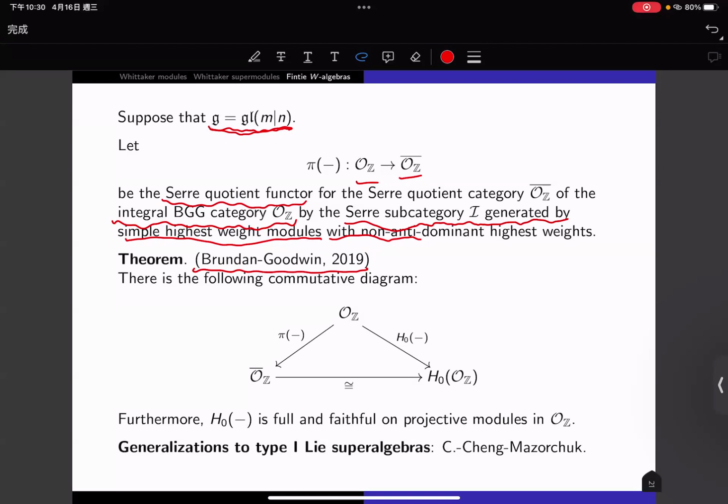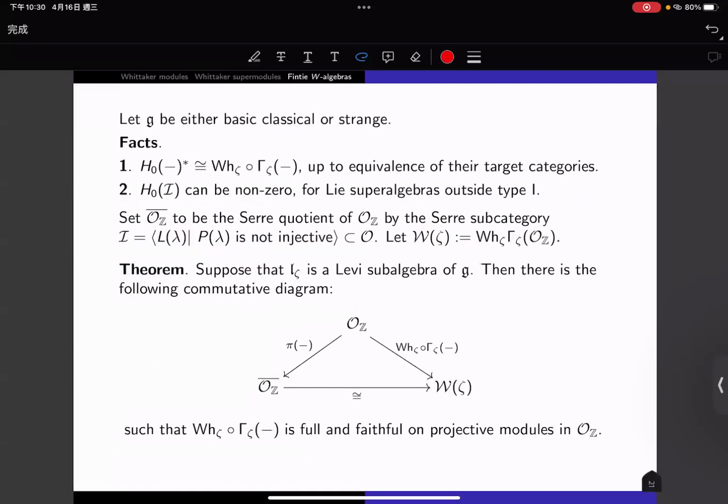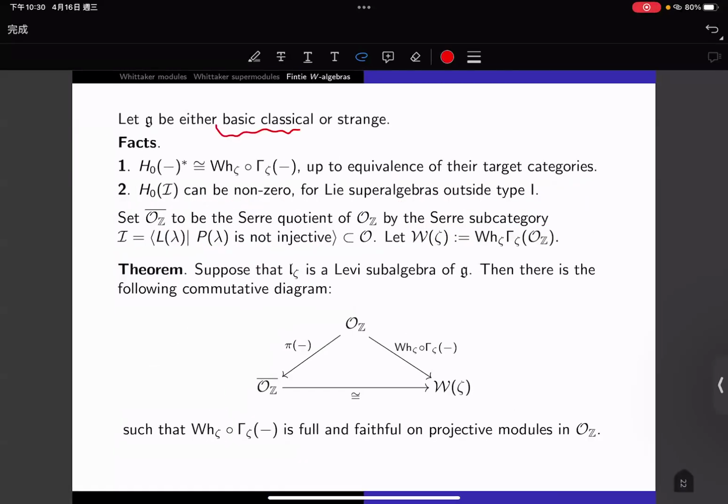In my joint work, we generalize to arbitrary type 1 superalgebras. Now for basic classical or strange superalgebras, the dual of the Whittaker co-invariant functor is isomorphic to the composition of the Backelin functor and the Whittaker functor up to equivalence. But the target category can be non-zero for this superalgebra outside type 1.